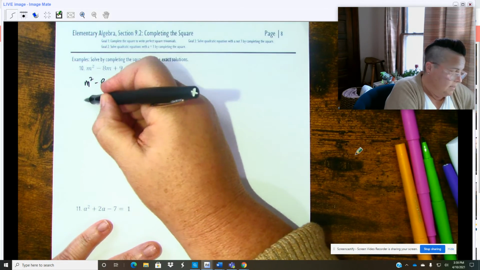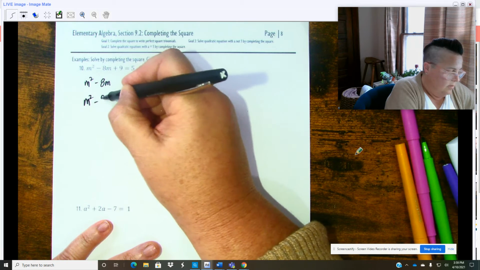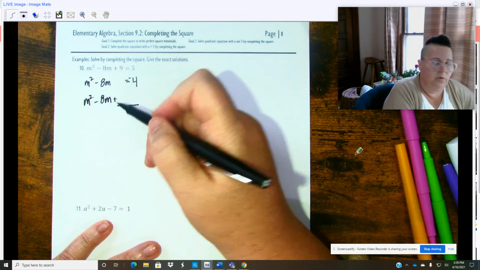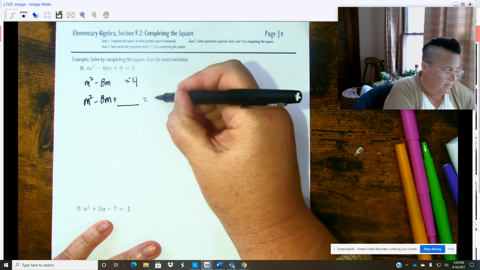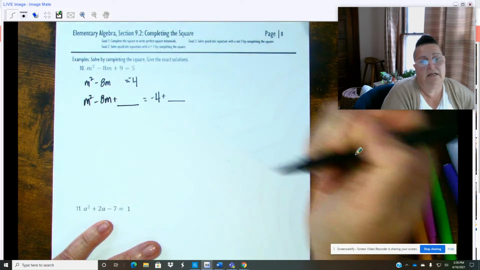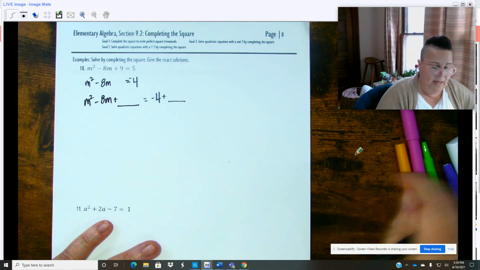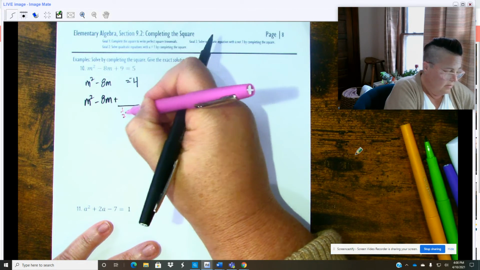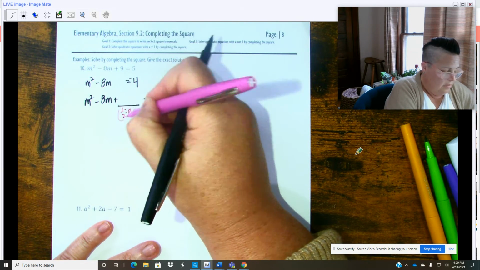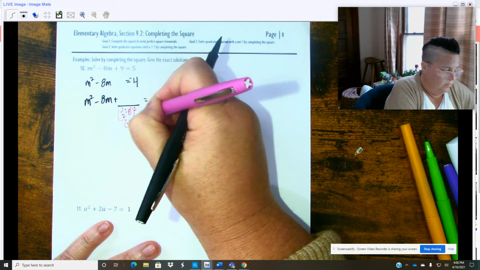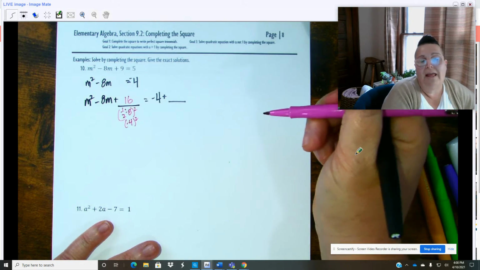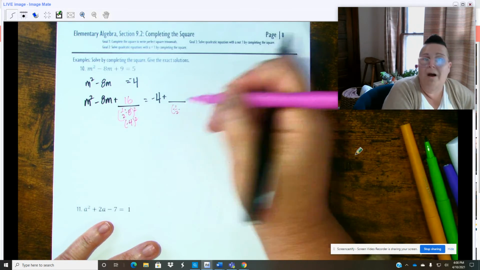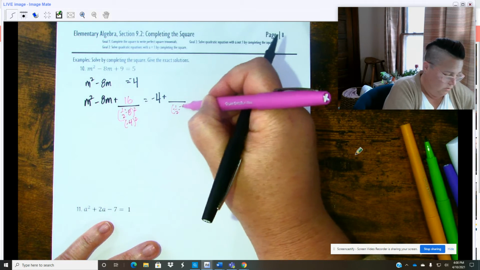Now, I'm going to add the constant necessary to turn this into a perfect square trinomial. And if I add it to the left side, I must also add it to the right side. So what will that constant be? Well, it's going to be half of negative 8, squared. So it's going to be negative 4 squared, which is 16. And if I add that to the left side of my equation, I must also add it to the right side. Why? Because it's an equation. They got to stay equal.